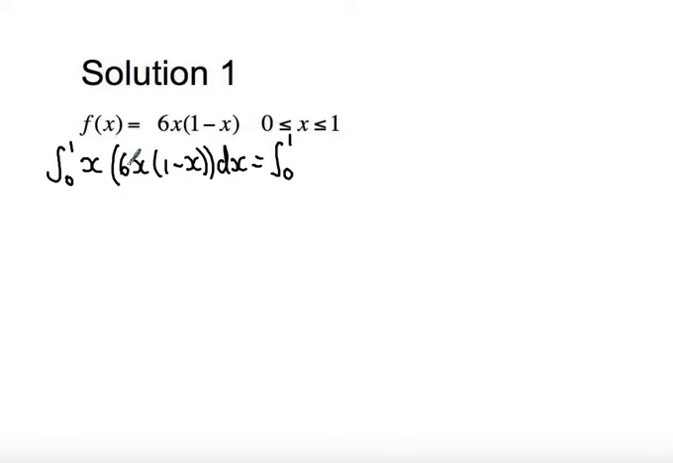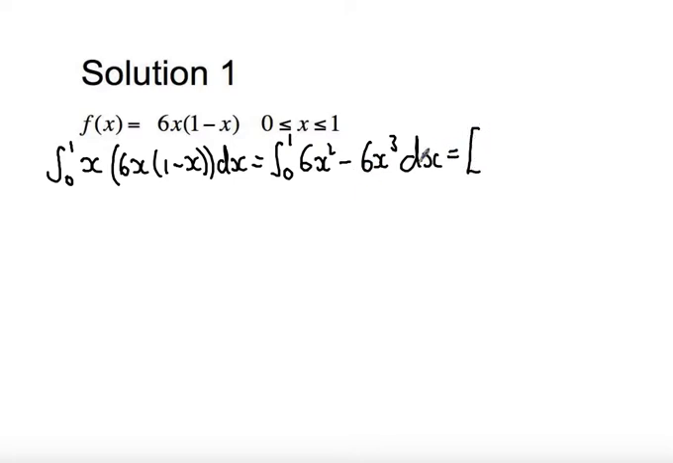So x times 6x is 6x squared. Multiplying 6x squared by 1 gives me 6x squared, and multiplying 6x squared by minus x gives me minus 6x cubed, dx. So now we've got a polynomial, and I can integrate my polynomial.